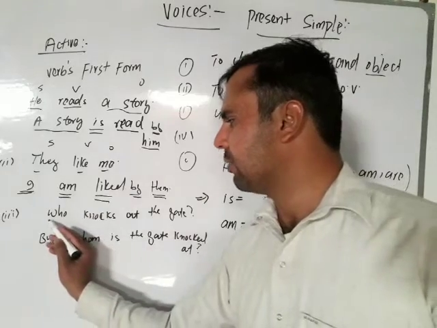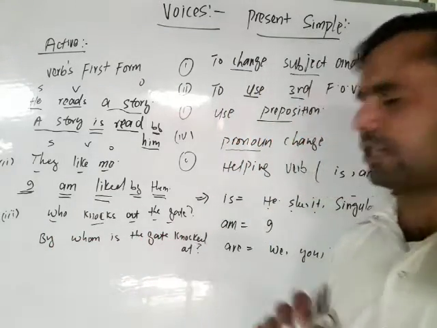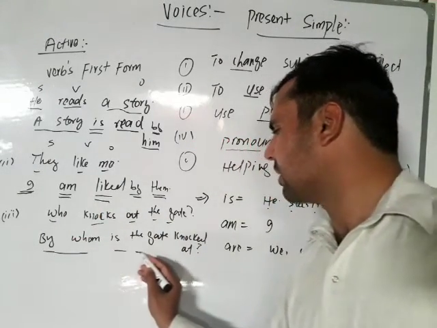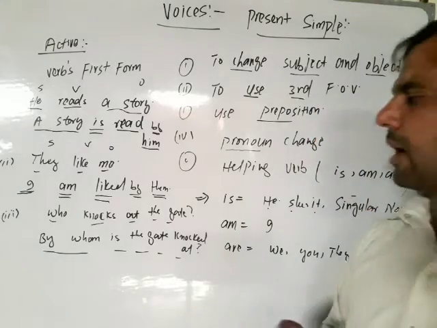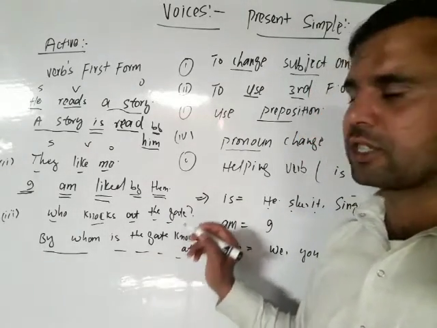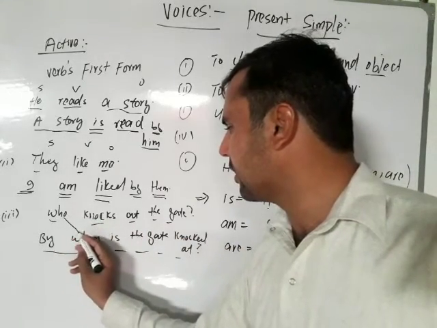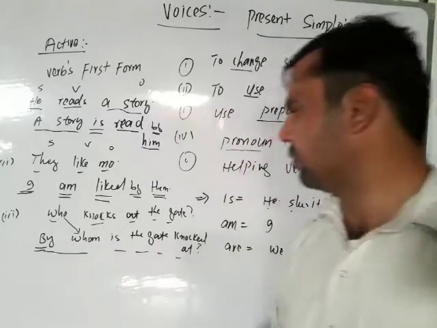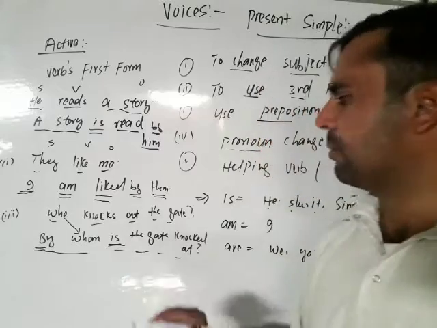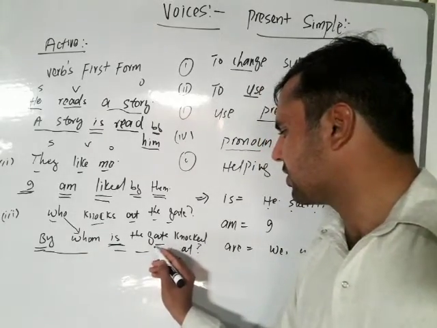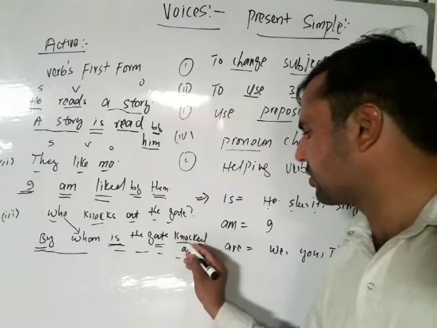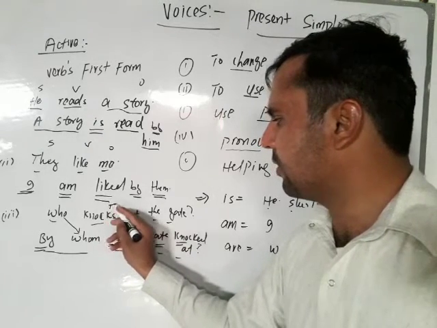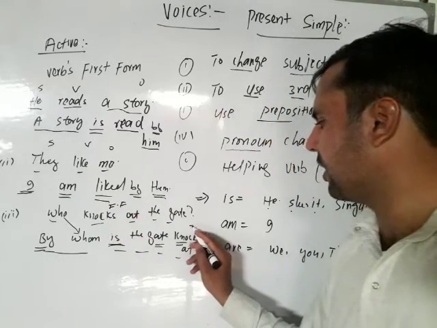In this example, we see who knocks at the gate. Now, by whom is the gate knocked at? By whom is the gate knocked at? Who has been changed into whom. By has been used. Is is used because it is singular. Gate remains at the same place, and knocked at, knocks is the first form, and over here we have the third form of verb.